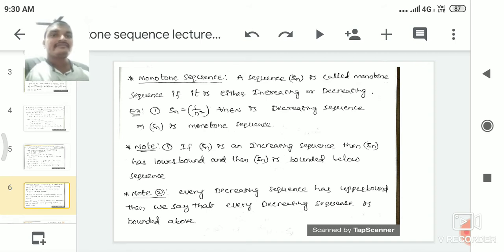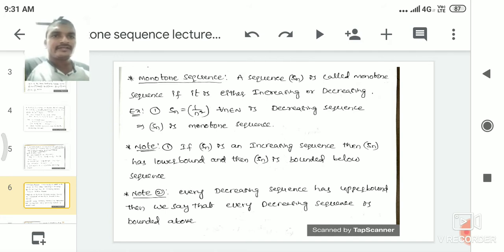A sequence Sn is called a monotone sequence if it is either increasing or decreasing, or both. Now we see one example. Sn is equal to 1 by n square for all n belongs to N. Already we saw this example as a decreasing sequence. Whatever it may be, if a sequence is either increasing or decreasing, we say that the sequence is a monotone sequence. Therefore Sn is a monotone sequence. Every monotone sequence is either increasing or decreasing.